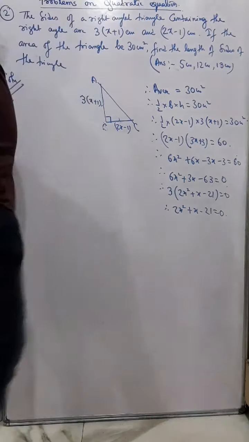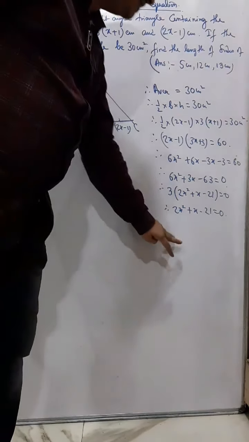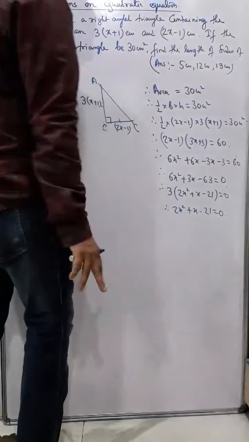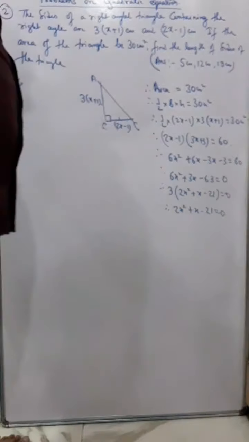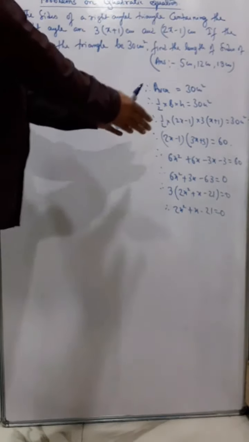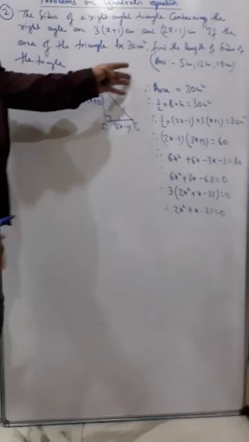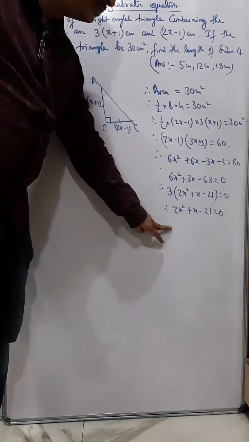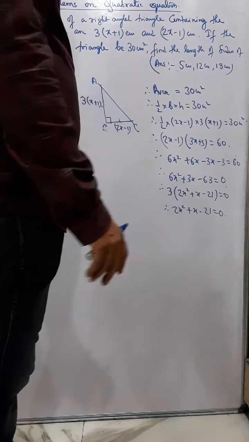From here we'll get the value of x. In any quadratic equation we'll get two values of x, but generally one will be positive and one negative. We always take the positive value, because length, breadth, height or area are all positive, and for the negative value we write impossible.